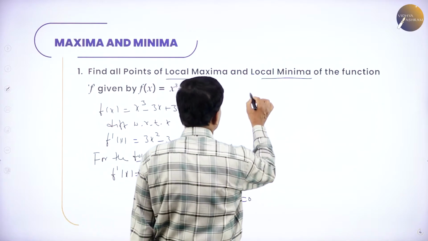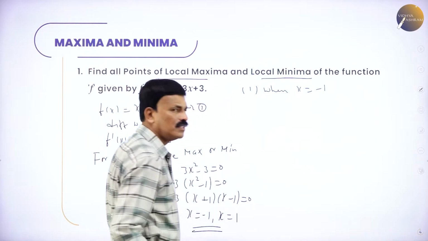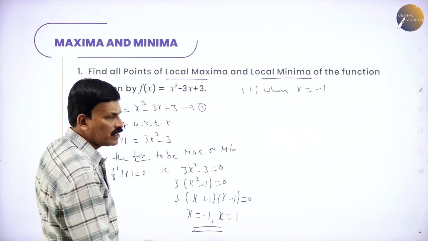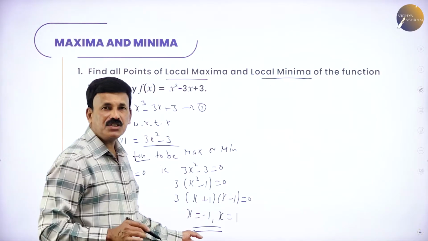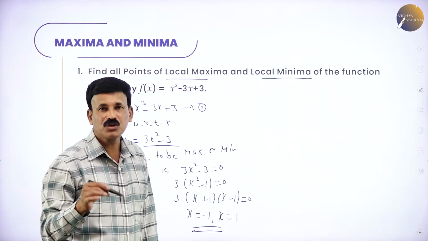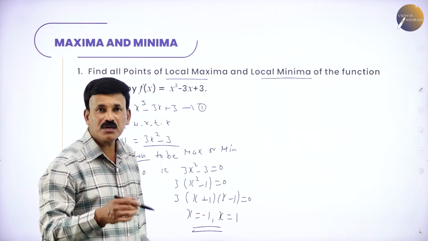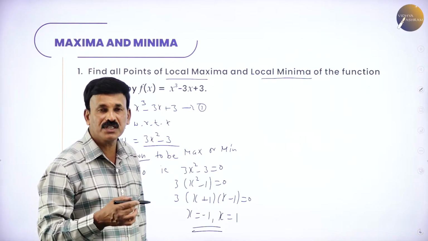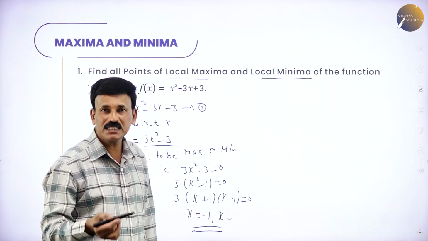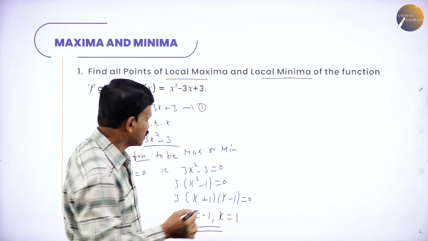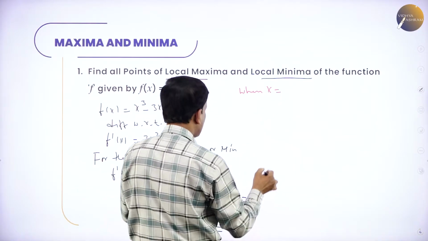Now, consider the first point, when x = -1. On solving f'(x) = 0, x = -1 and x = +1 are the only critical values, critical points. Now, just apply the first derivative test to check whether at x = -1 and x = +1 the function is either maximum or minimum and find out the values. Now, let me take the first value, when x = -1.